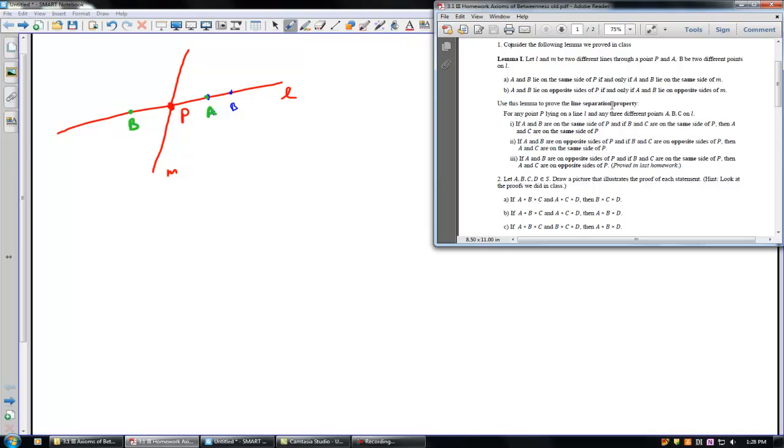All right, so in this first problem, what you want to do is use this lemma to prove the line separation property. We already talked about the plane separation property. We're taking this as an axiom, B4, the plane separation property. We have a similar property for line separation because of this lemma. Really, these are sort of the same ideas, lying on the side of a point versus lying on the same side of a line. Let's just look at the first part.